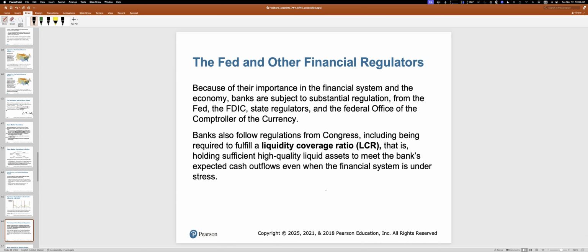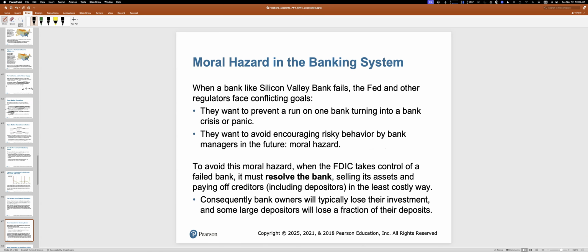Okay, the other thing that kind of bears mentioning here is that the Federal Reserve, along with the state and the Comptroller of the Currency, also makes sure that we have a liquidity coverage ratio, which means that the bank is holding assets that are high enough quality to make sure that the systems are paying. We also have in the banking system moral hazard.